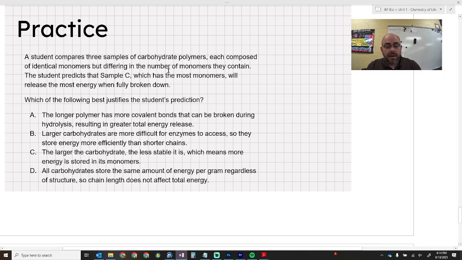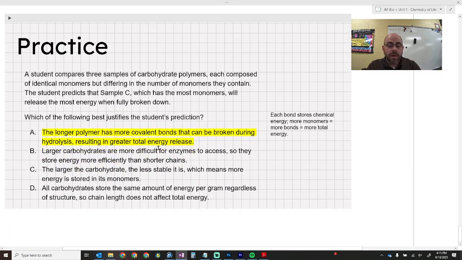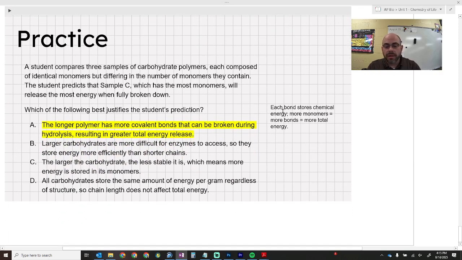So the student's thought was that it's going to release the most energy based on the fact that there's a lot more bonds, right? That's the thing that we know. A longer polymer has more bonds that can be broken during hydrolysis, resulting in a greater energy release. That's a true statement. I don't need to go on. There it is. I even put a little note out here to the side. Each bond stores chemical energy: more monomers, more bonds, more total energy, more better.